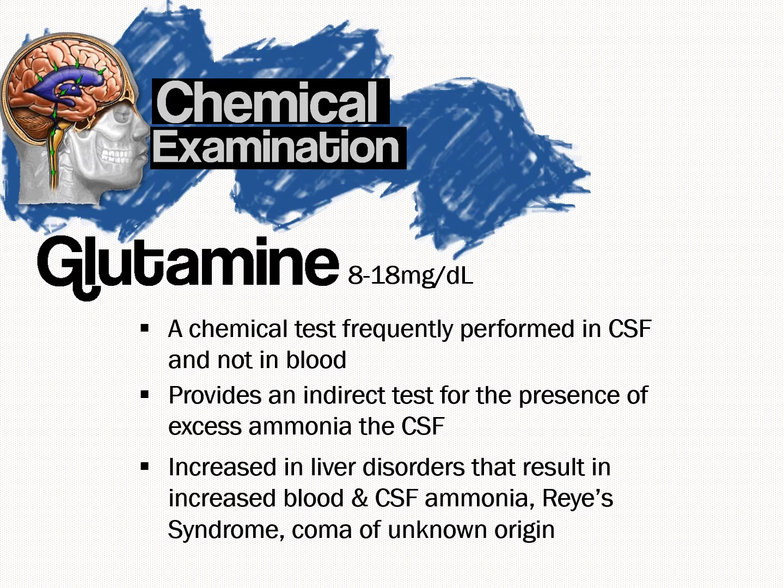There is increased level of glutamine in liver disorders that result in increased blood and CSF ammonia, Reye's syndrome, and coma of unknown origin. The measurement of glutamine is preferred over the direct measurement of CSF ammonia because the concentration of glutamine remains more stable than that of the volatile ammonia in the collected specimen. Further, CSF glutamine level also correlates with clinical symptoms much better than does the blood ammonia.